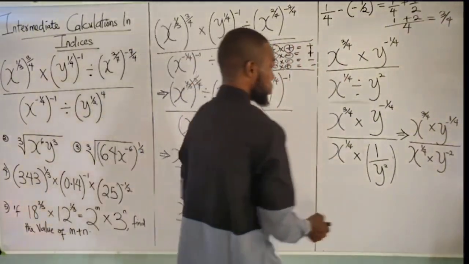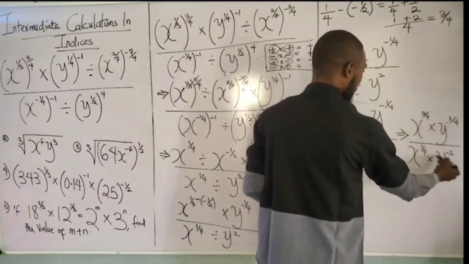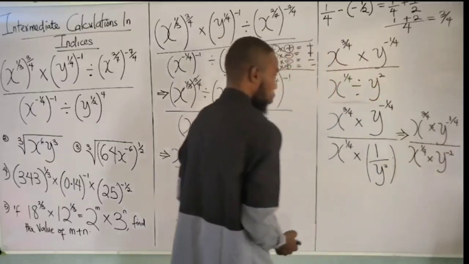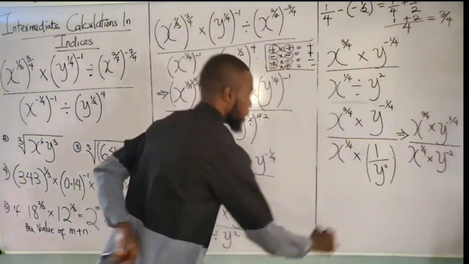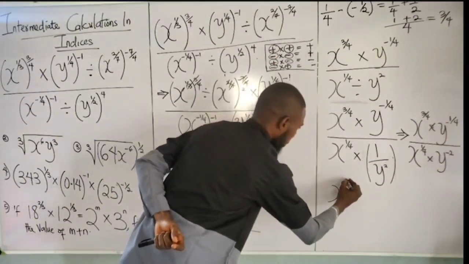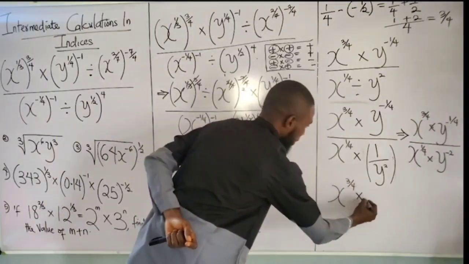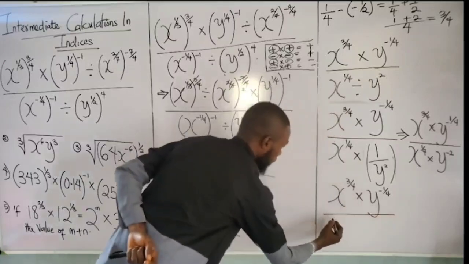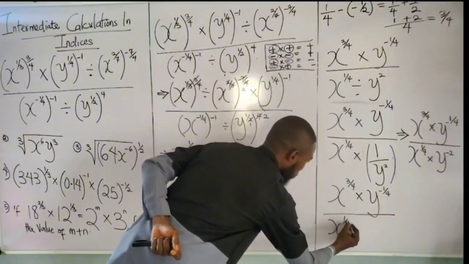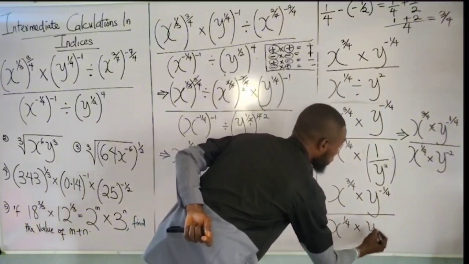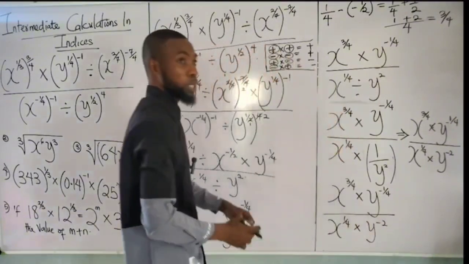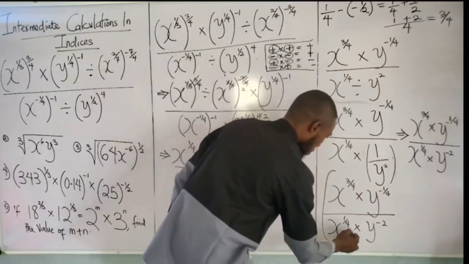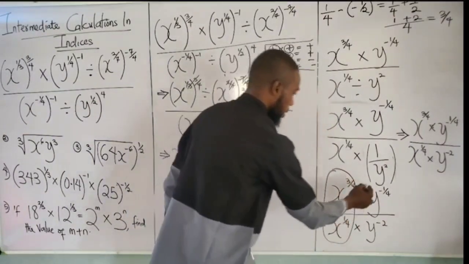So we see that everything now, we have multiplying signs here, right? So look at this now. What if, okay, let me rewrite this. We have x raised to the power 3 over 4 times y raised to the power minus 1 over 4 all over x raised to the power 1 over 4 times y raised to the power minus 2. Now just look at this, guys. What if we separate this one and separate this one?